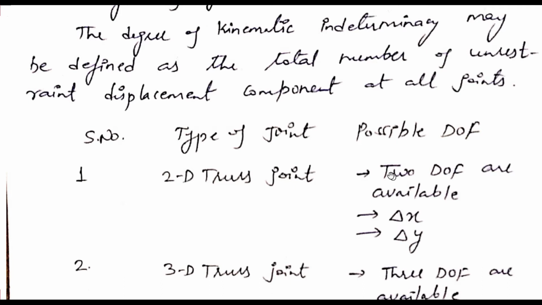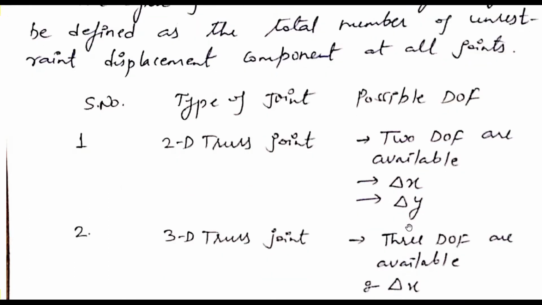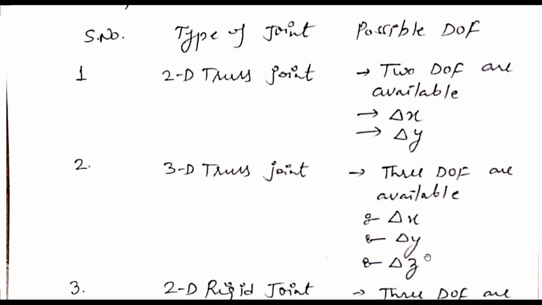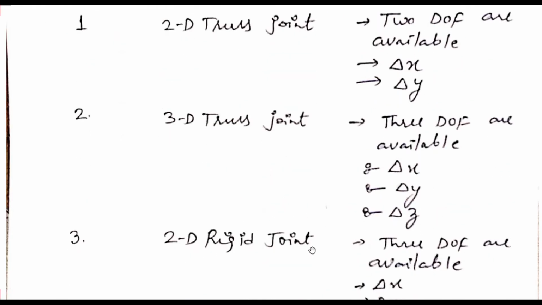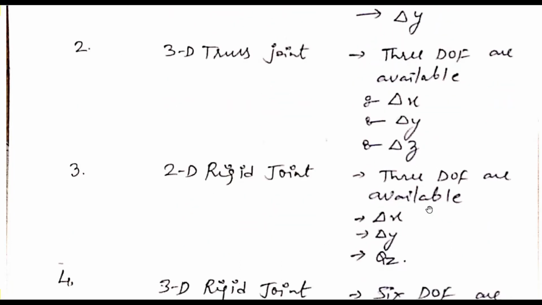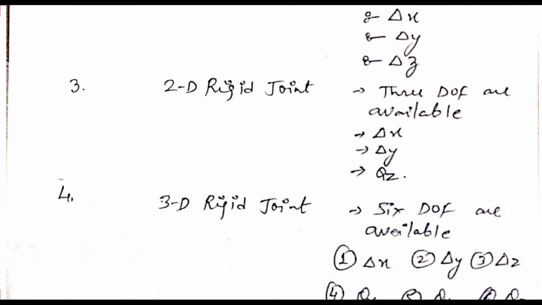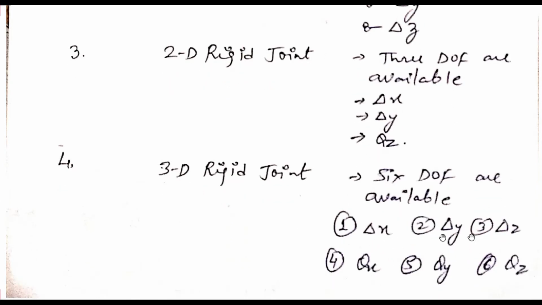Here see this table, this is our type of joint. For a 2D truss joint, the possible degrees of freedom are 2, that is delta x and delta y. For a 3D truss joint we have 3 degrees of freedom, delta x, delta y, and delta z. For a 2D rigid joint we have 3 degrees of freedom, delta x, delta y, and rotation theta z. And for a 3D rigid joint we have 6 degrees of freedom available, that is delta x, delta y, delta z, and theta x, theta y, and theta z.